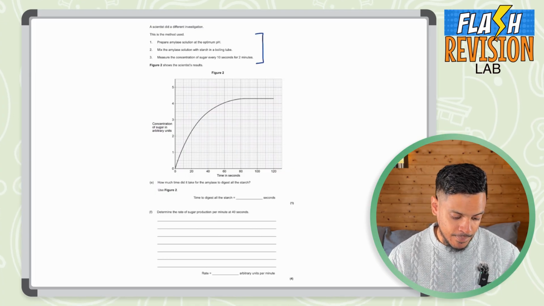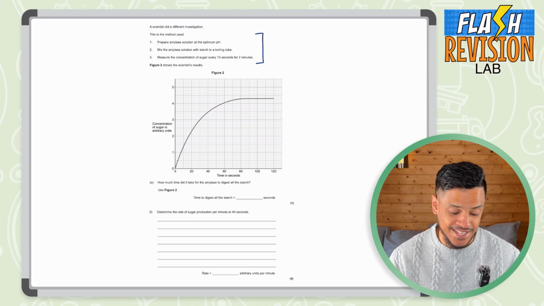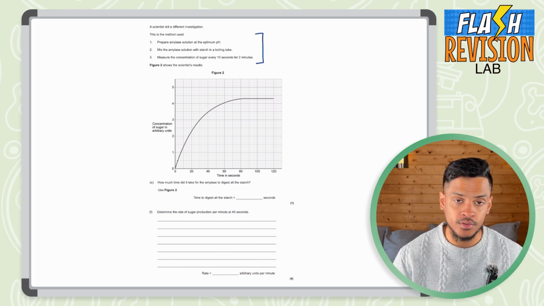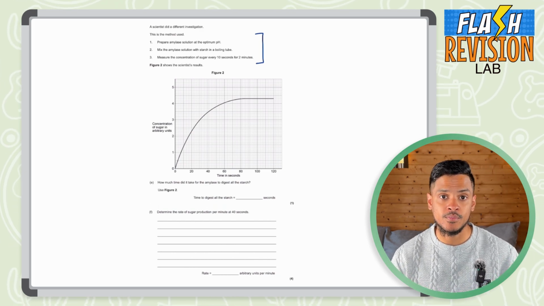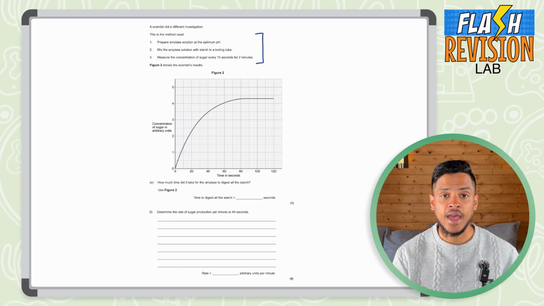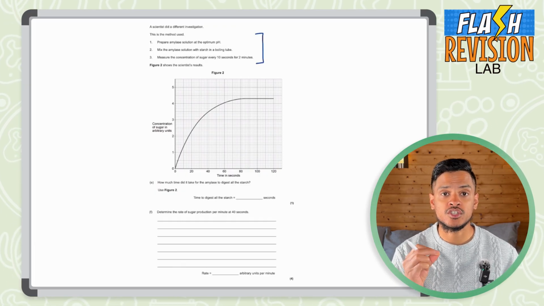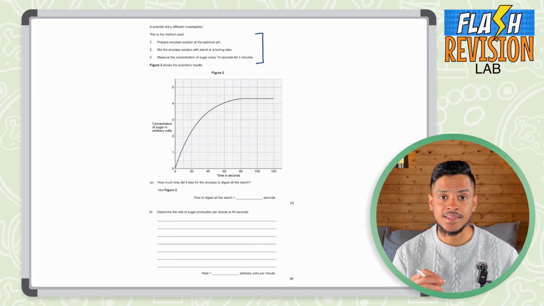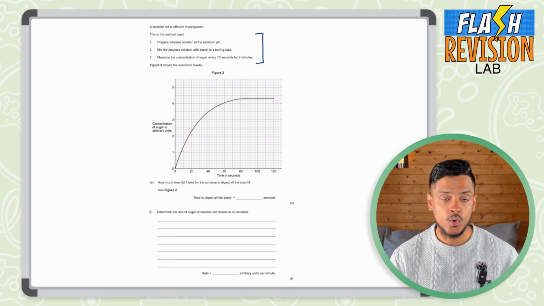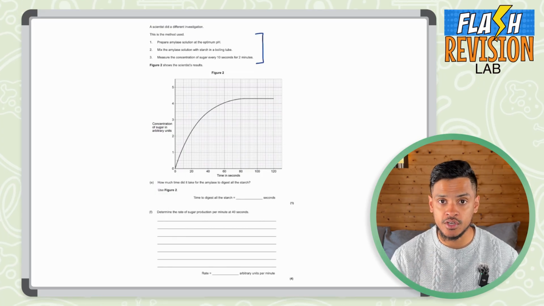Step 3. They measured the concentration of sugar every 10 seconds for 2 minutes. So the way we're usually taught this required practical is we don't measure the sugar, we measure the starch. We use iodine solution, and the point at which starch stops being present, we say that the amylase has broken it down. This is the other way around. We're measuring how much sugar is present.